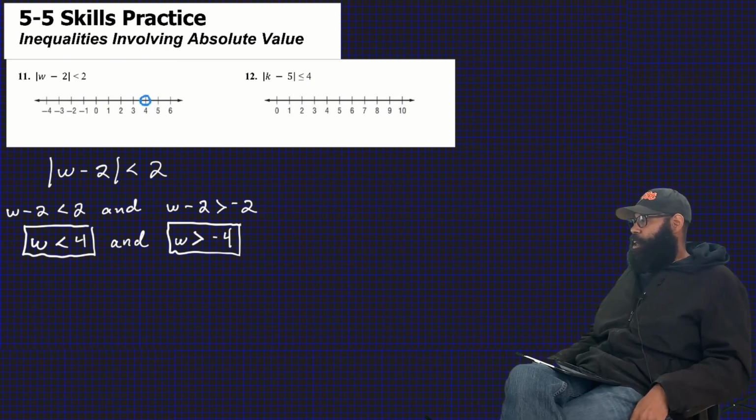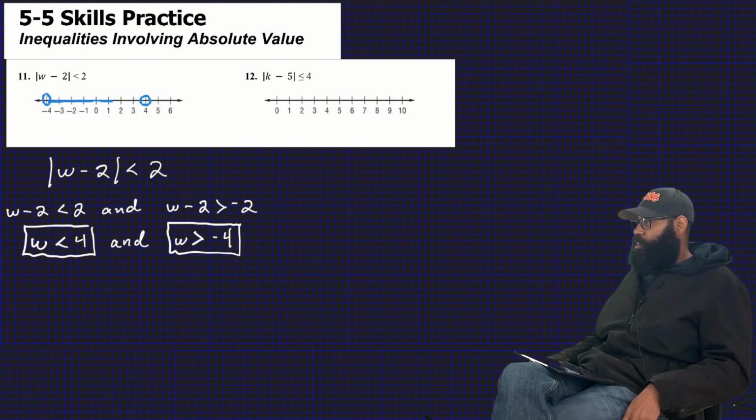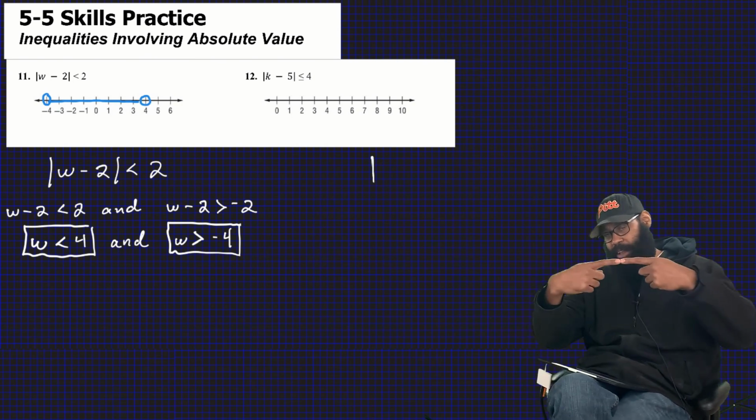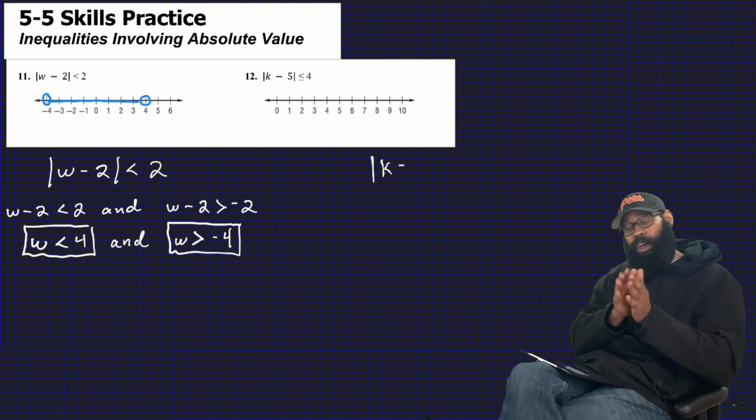All right, got it? Let's graph it. Open, 4 going to the left. You notice my brain told me they were going to connect. So by seeing it, made it quick, made it easy.